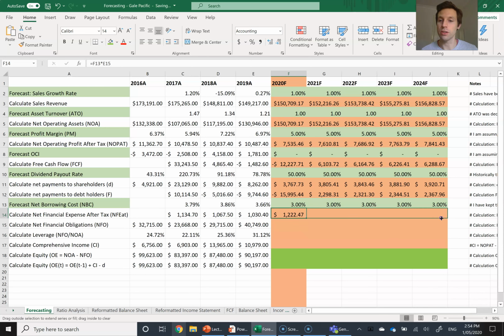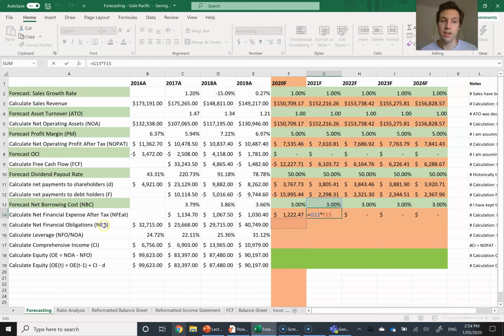So as I drag this across, it's blank at the moment, because what it's trying to do is figure out my net financial obligations from this year, which is still blank. So when we fill that in, these NFEATs will also be filled in. Okay, so don't be disheartened when you do this and see that it's 0. It doesn't mean we've made a mistake. It just means we haven't got all the information to calculate that yet.